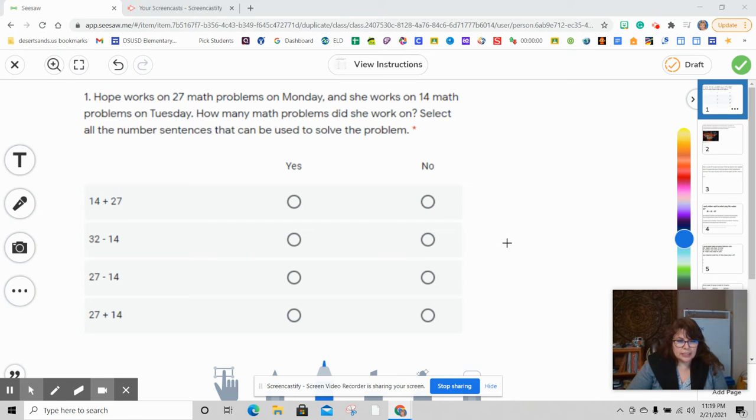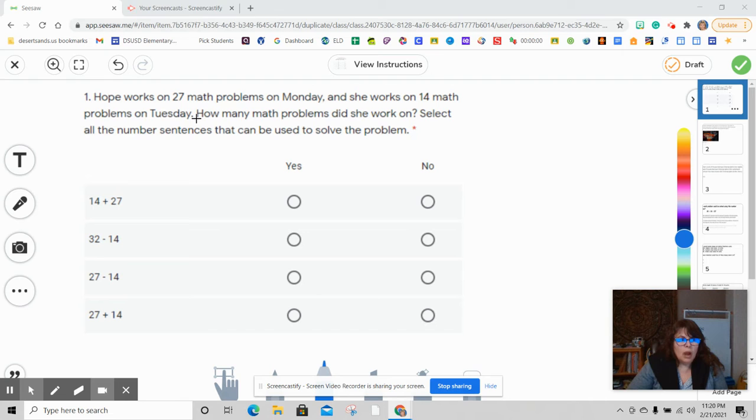Chapter 4 Practice Test. Let's read the problem. Hope works on 27 math problems on Monday, and she works on 14 math problems on Tuesday. How many math problems did she work on? Select all the number sentences that could be used to solve the problem.